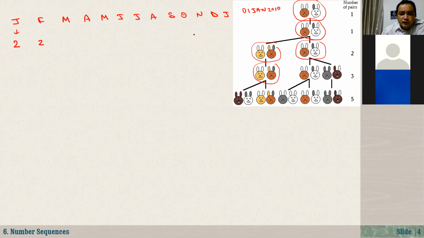Still here we have 2. And after that, here we have 2, right? And here we have how many? Here we have 4. So here we have 4. And after that, how many rabbits we have? Here we have, what is it?